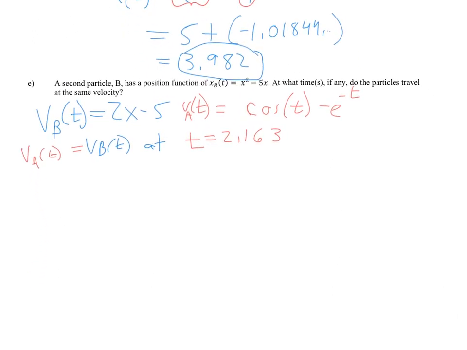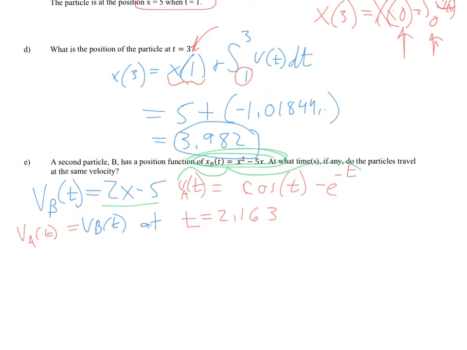Finally, for part E, a second particle B has a position function. At what times do the particles travel at the same velocity? So I want to see when their velocities are equal. Well, I've been given the velocity of the first function. That's what I already have in my calculator. But the second function, they give me a position. So in order to get velocity from position, I have to take the derivative. The derivative of x squared minus 5x is 2x minus 5. So I have one of those functions in for y1. I put 2x minus 5 in for y2.